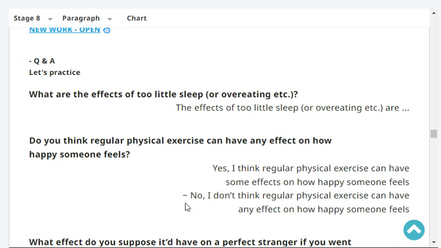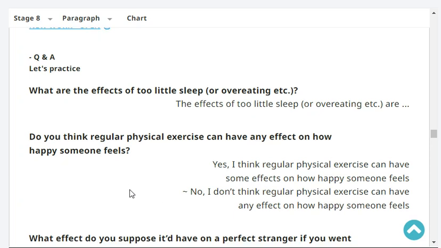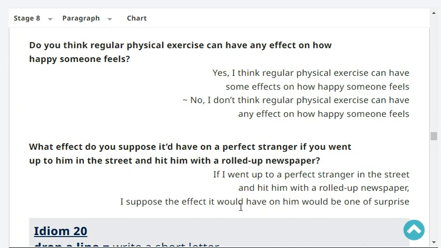Do you think regular physical exercise can have any effect on how happy someone feels? Yes or no? Yes, I think regular physical exercise can have some effect on how happy someone feels. Very good.